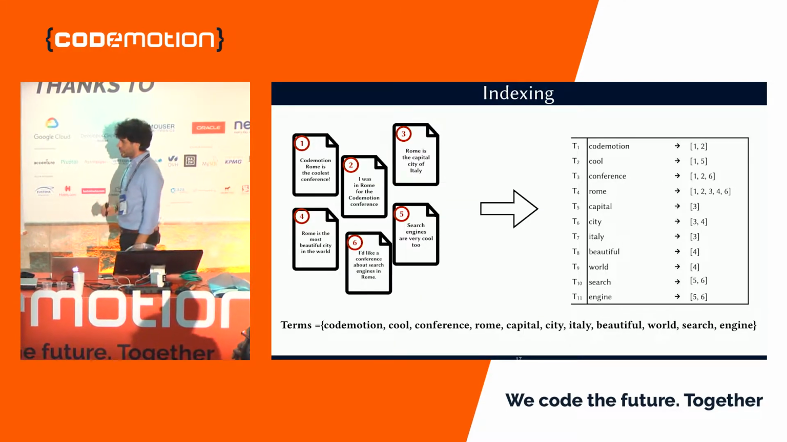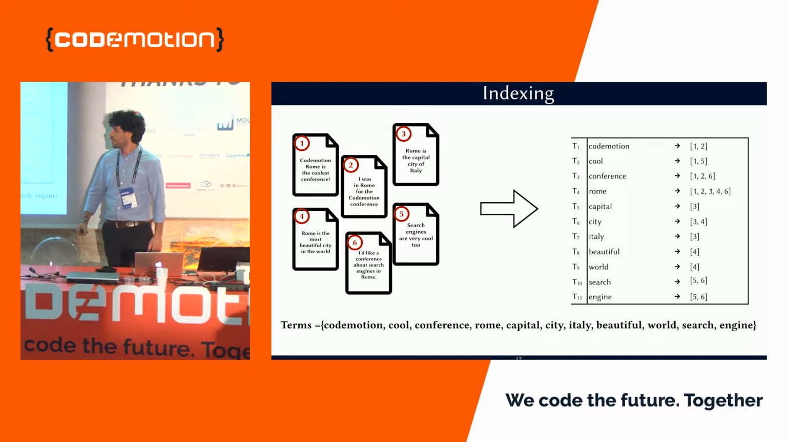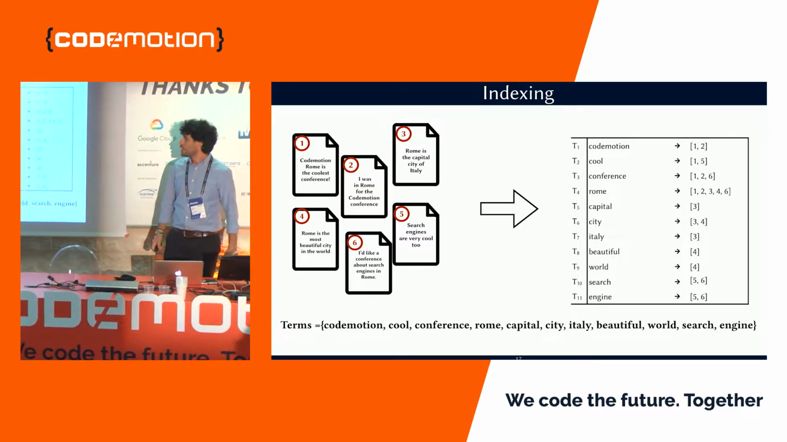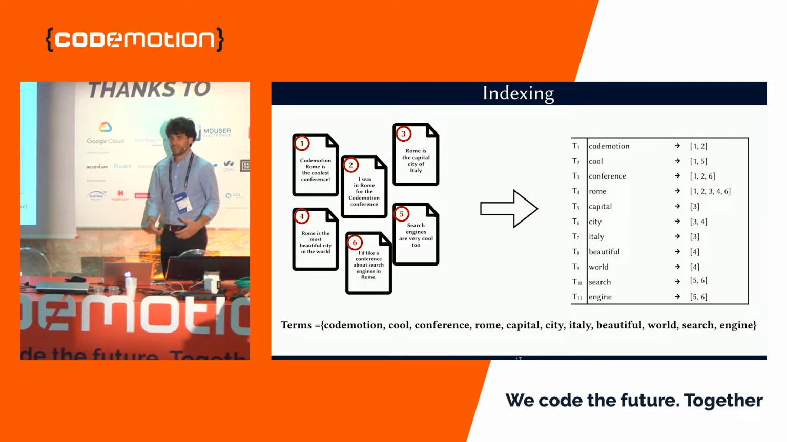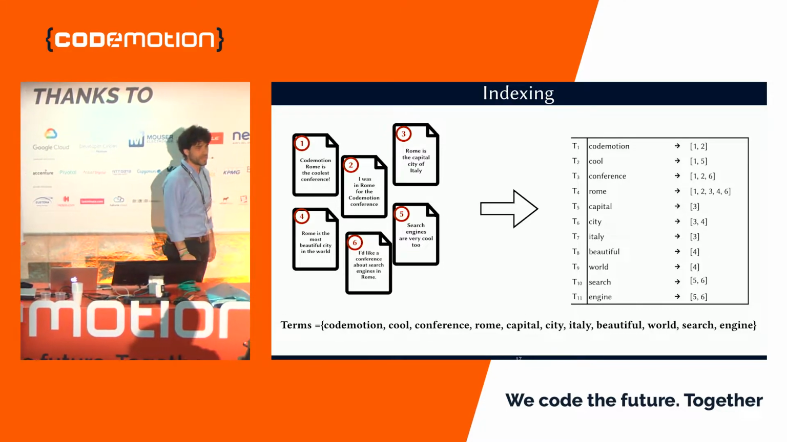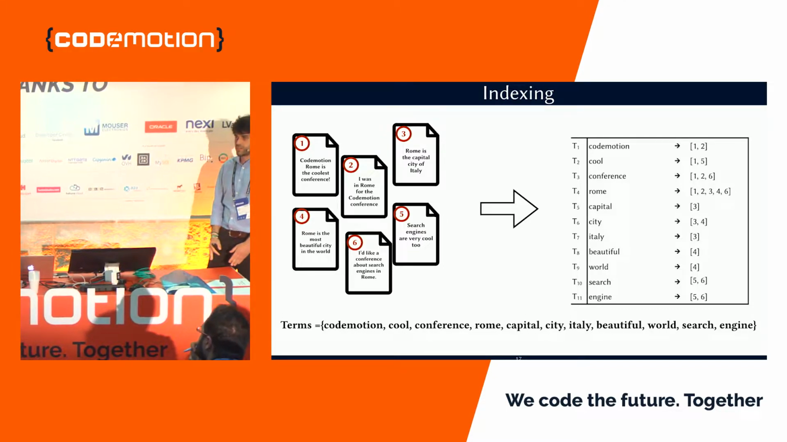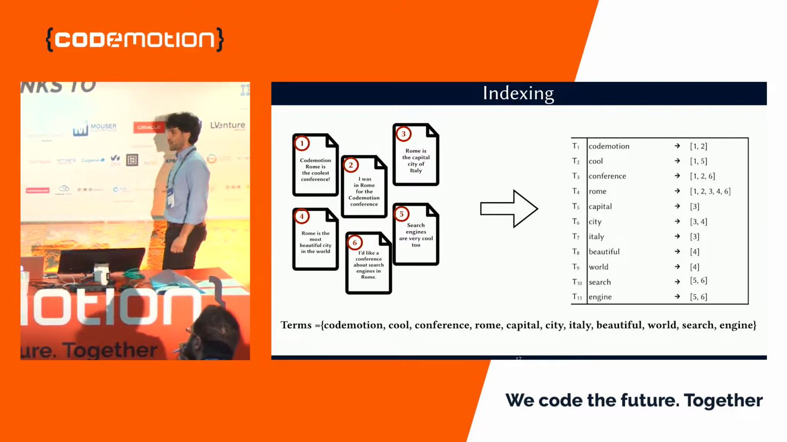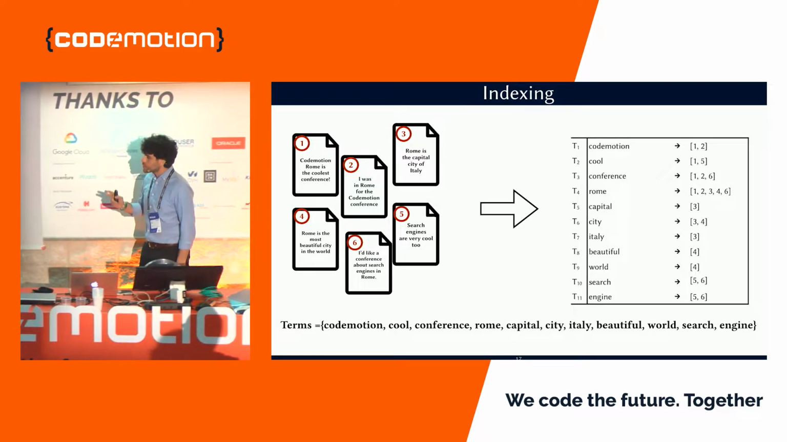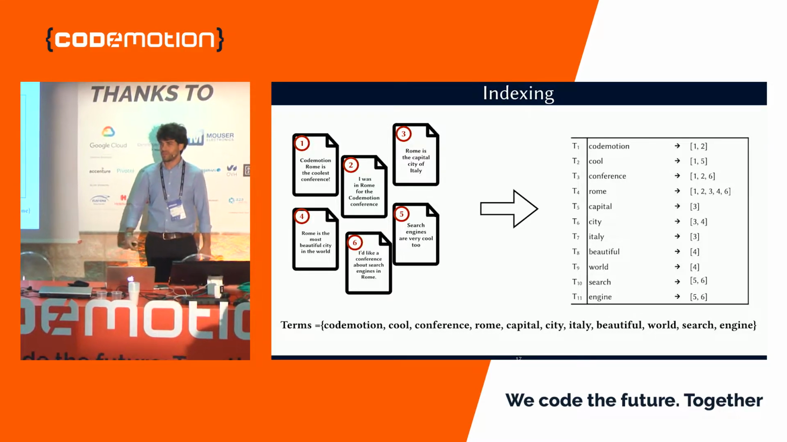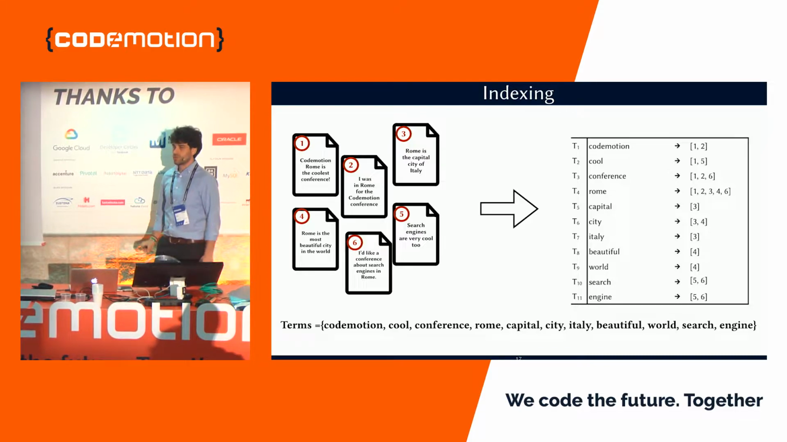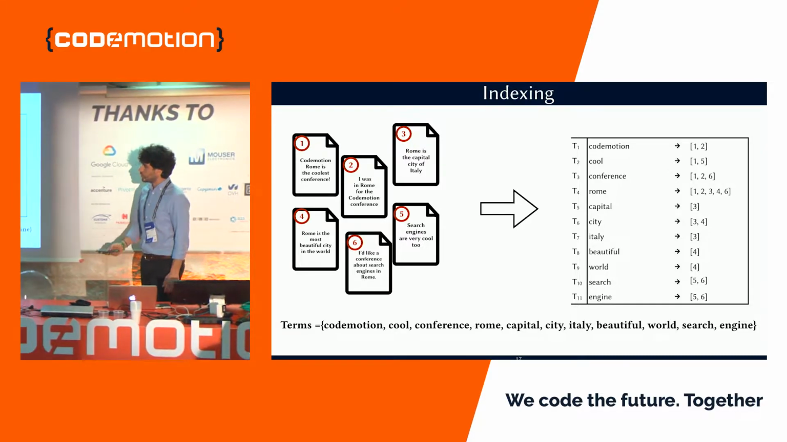OK, now we got our documents. They have been parsed. They have been tokenized. And we want to build what's called an inverted index. An inverted index is the basic data structure of a search engine. It's a mapping between words and the document IDs where that word is contained. So let's give it a look.